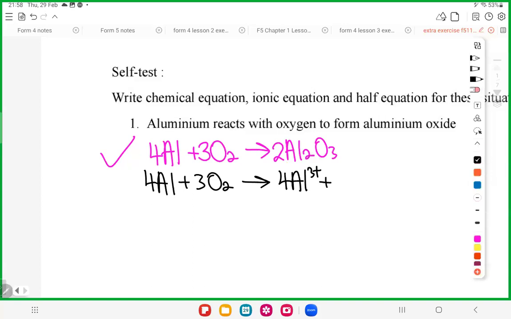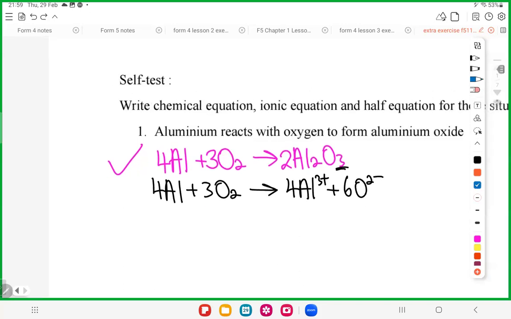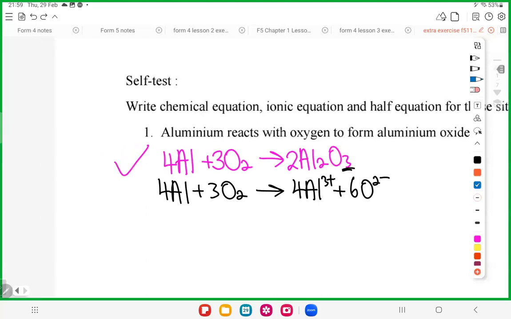Oxygen. What is the charge for oxygen? O2-. How many oxygen do we have? 3. But in front here there is 2. All the number in front is multiplied. 3 times 2. So there are total 6 oxygen here. Is it okay? All right. So now, can we cut anything here? No, because there is no spectator ion to cut. So now this is your ionic equation.